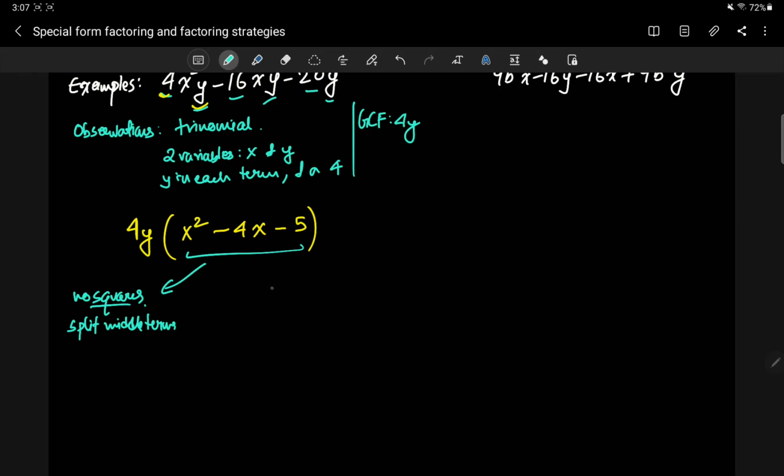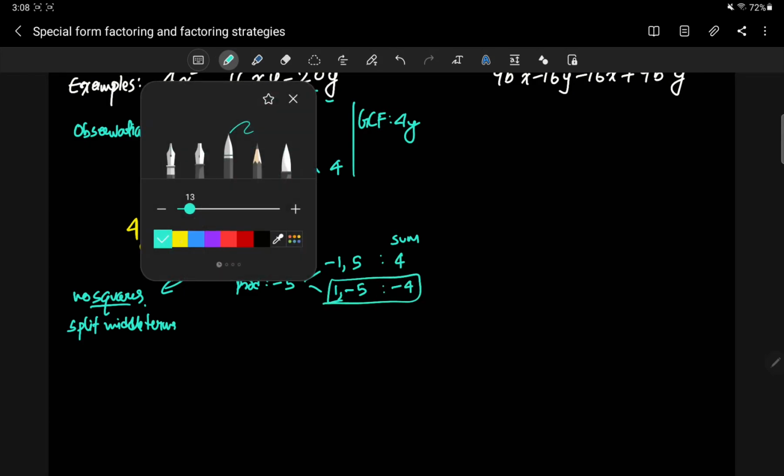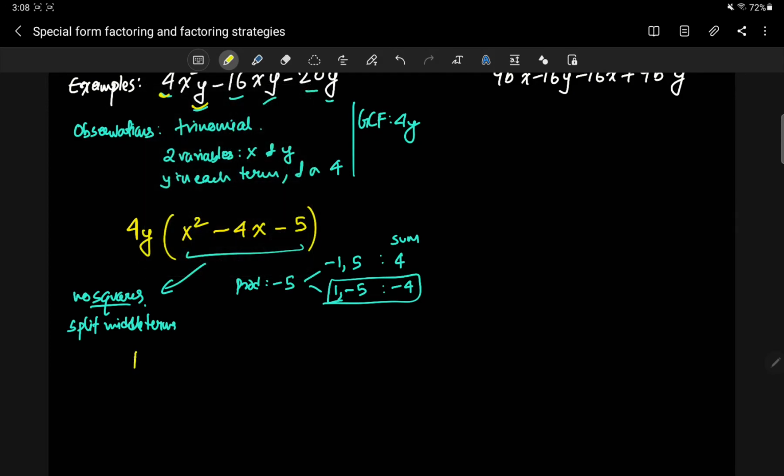That requires me, recall, to find two numbers such that the product is -5. Now there's only two ways of that happening. And I check the sum is either 4 or -4, which is what I want. Which means that this thing that I have in the parenthesis, I can split as -5x plus x minus 5.